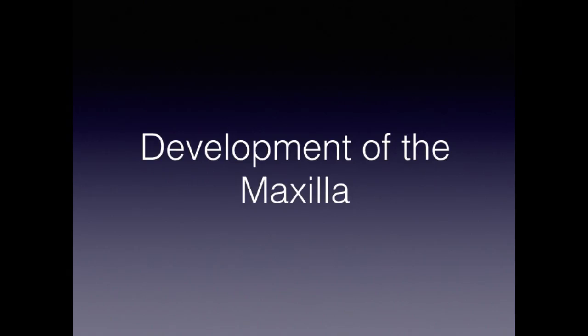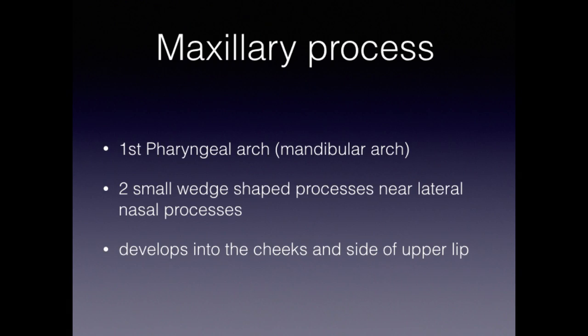Okay, now we'll talk about the development of the maxilla. Again, we're back to the fourth week. The maxilla begins to develop off of those two processes from the first pharyngeal arches, just below the frontal process and beside the stomodium. We see these two small wedge-shaped processes that form off of the mandibular arch, and these are going to give rise to the cheeks and the side of the upper lip.